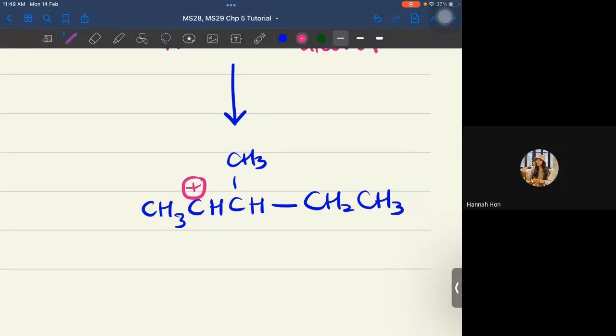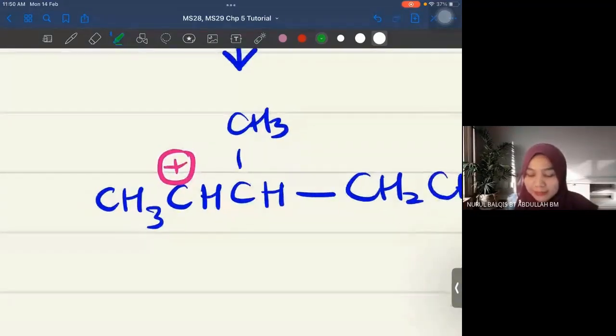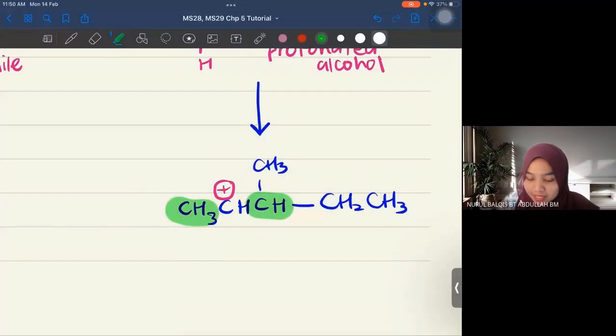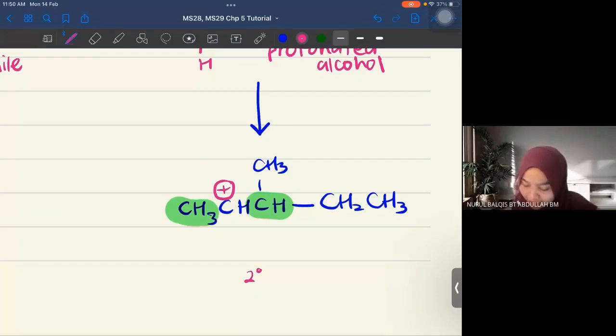Okay, now check your carboxyl ion now. Kita punya carboxyl ion surrounded by how many alkyl groups? Alkyl group awak sekarang, awak punya carboxyl ion sekarang ada berapa banyak alkyl group attached to it? Tengok carboxyl ion kita, ada berapa carbon directly attached to it? 2. Ada 2, maksudnya this carboxyl ion classes is? Secondary. Yes, this is secondary carboxyl ion.